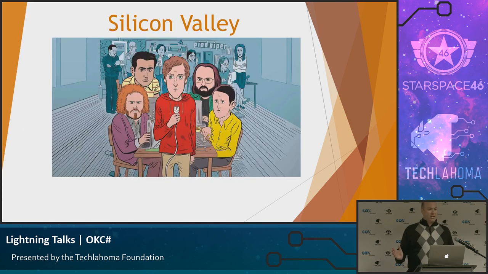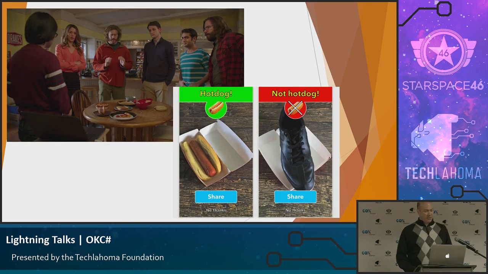Silicon Valley is on HBO. It's about a group of people that have a great idea but just can't deliver and fail constantly, and hilarity ensues. The hot dog, not a hot dog app was created by Jian Yang, the guy on the left, my right, your left. He came up with the idea of taking a picture and it would identify what food that was.